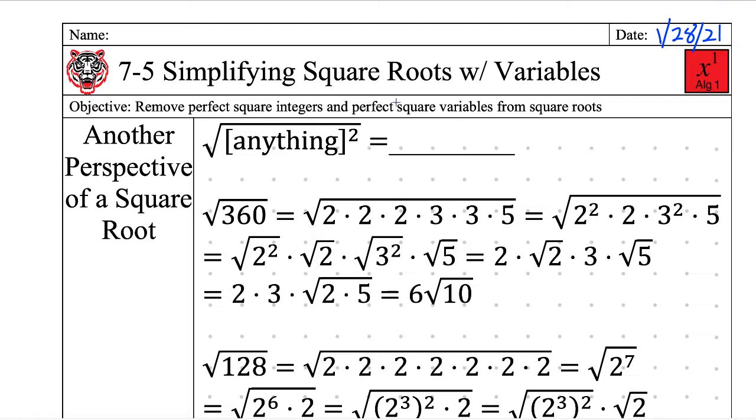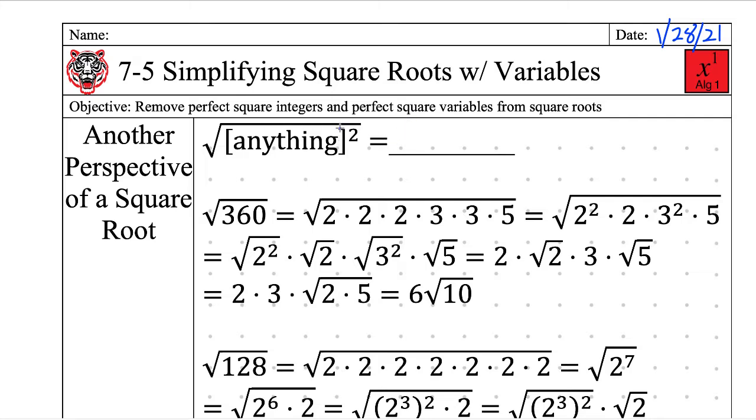All right, so we were already doing this yesterday, perfect square integers. The only change now is there's going to be some perfect square variables also included in here. Again, this is the second of our three last lessons in Unit 7, where the next lesson tomorrow is going to be the penultimate level.